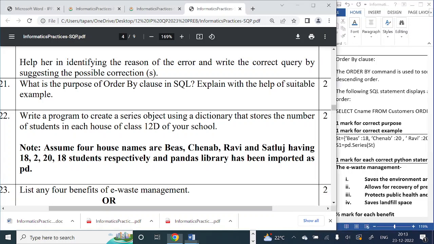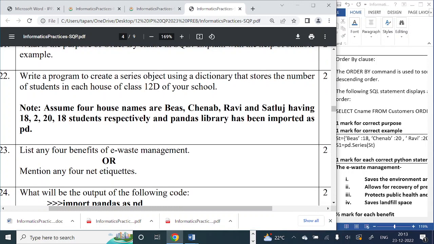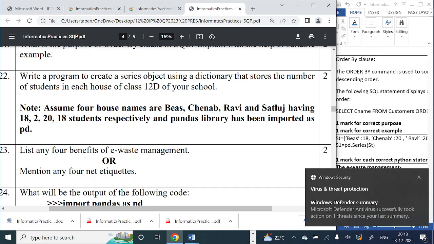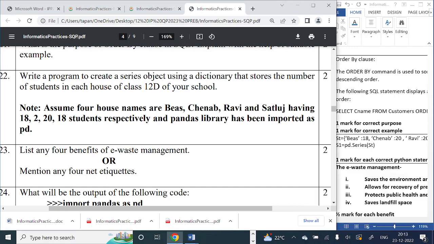Next, question 22. So these all are 2 marks question. Write a program to create a series object using a dictionary that stores the number of students in each house of class 12D of your school.